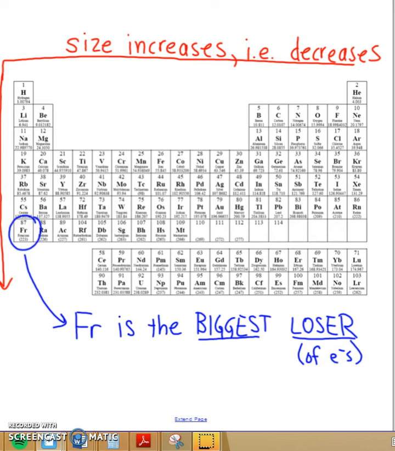So if you can kind of get this drawn on your periodic table and write yourself a little clue about FR, call it the biggest loser, and that'll help you remember it. All right, that is the vodcast for trends on the periodic table. This should help you as you start working on ChemQuest 14, 16, and 17.